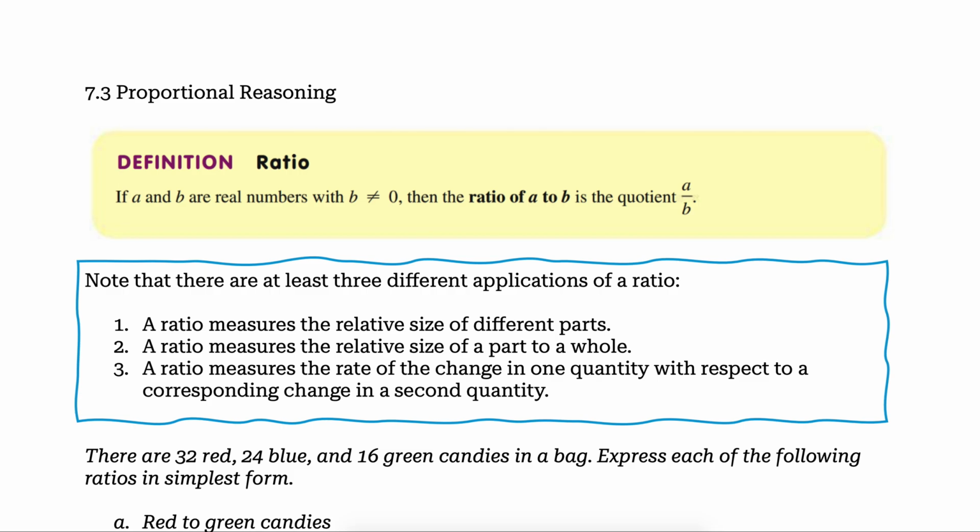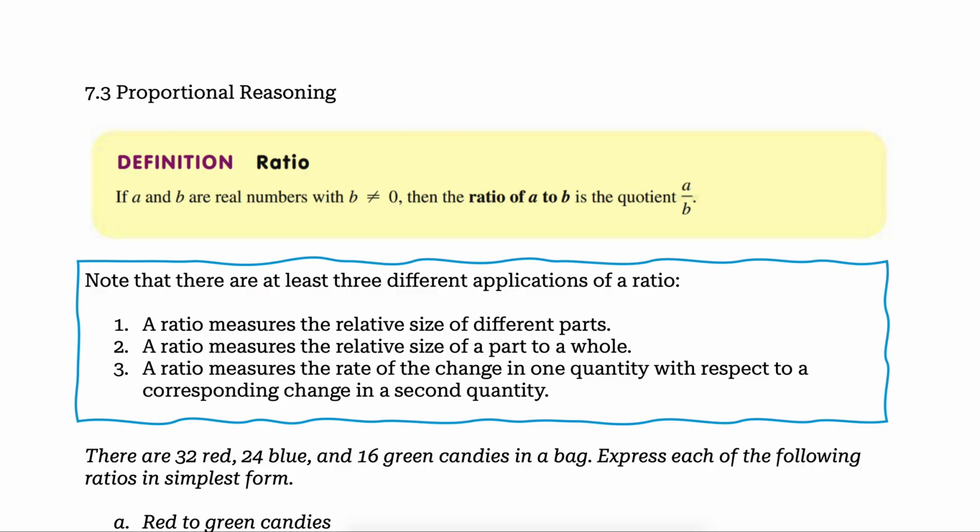In the first of the two sections that we're going to look at in Chapter 7, we're going to talk about ratios and proportions. Ratios are a comparison of two numbers. I have a note there that a ratio can measure relative size of different parts, or the relative size of a part to a whole, or a ratio can measure the rate of change in one quantity with respect to a corresponding change in a second quantity.